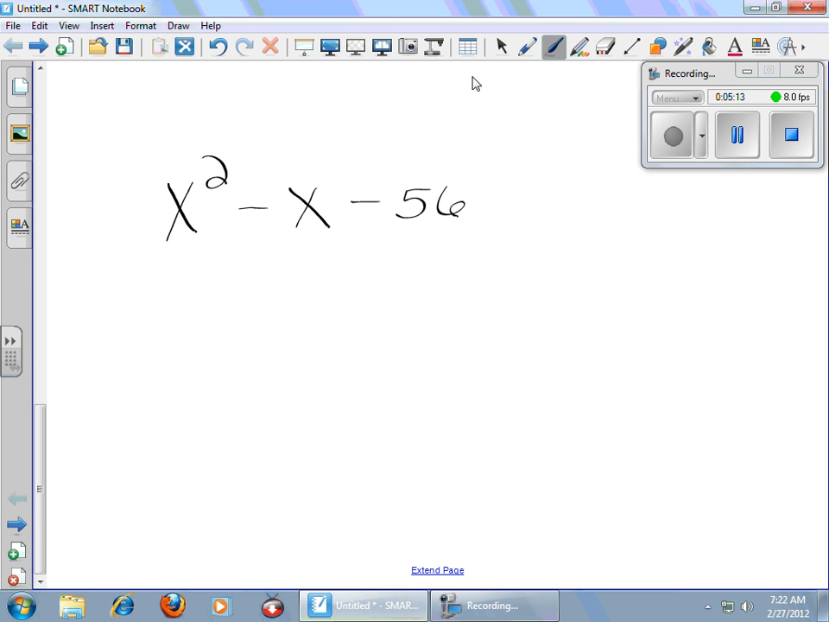So I check for the GCF. The only GCF I find is 1. It doesn't do me any good. I move on. Trinomial, perfect square trinomial. 56 is not a perfect square. There is no number times itself that equals 56. So I will move on. No rational number, I should say.